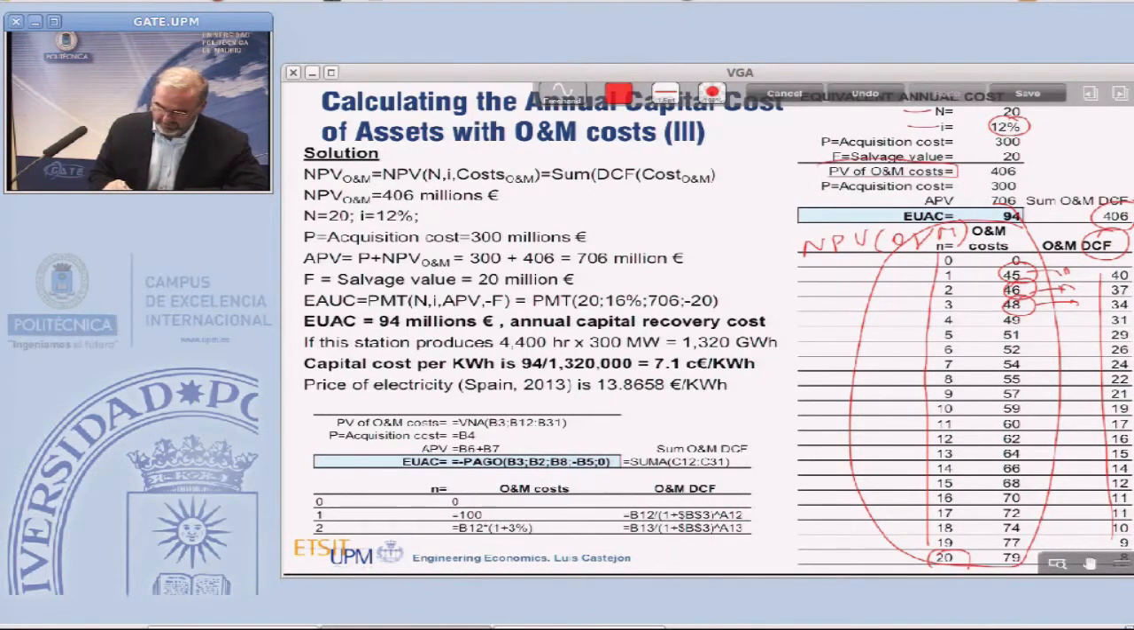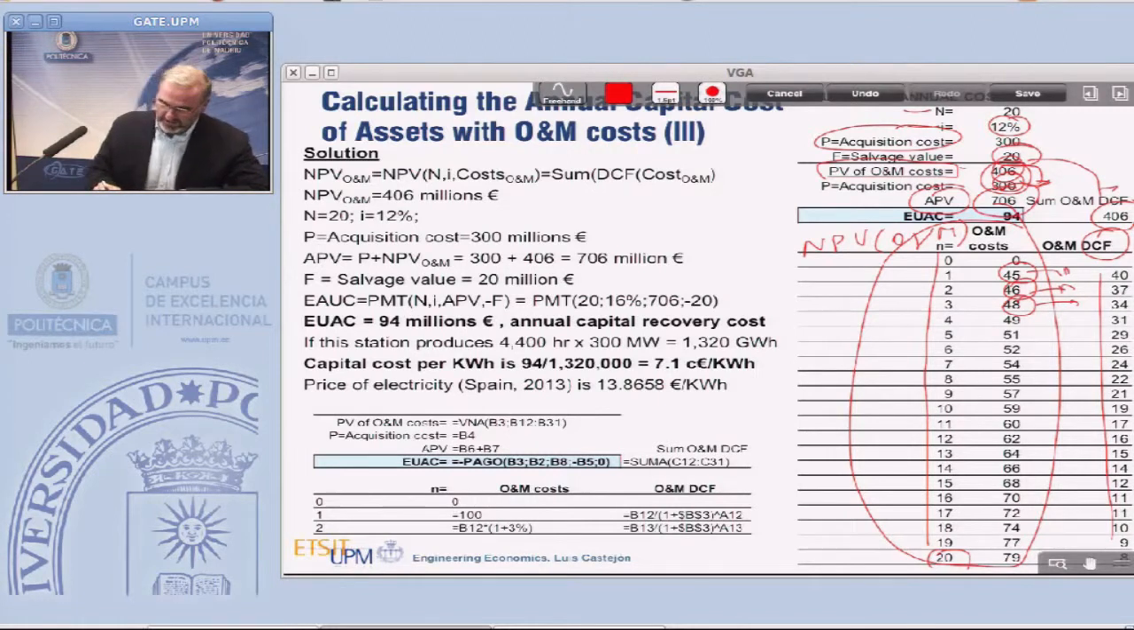This is the present value of operation and maintenance cost, the same amount. And then, as they are cost, we have to add to the current cost of the machine, which is the capex, the acquisition cost. The salvage value is 20 million, and then we have the adjusted present value, which is just the summation of the present value of operational maintenance cost plus the acquisition cost, which is 706.6 million euros.